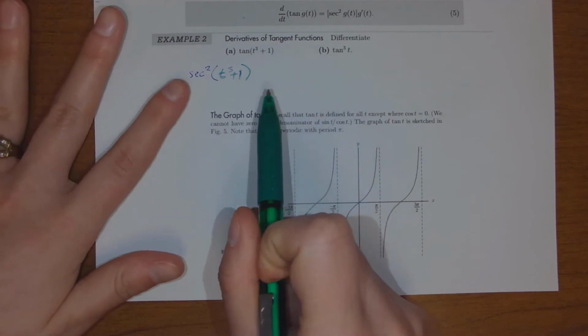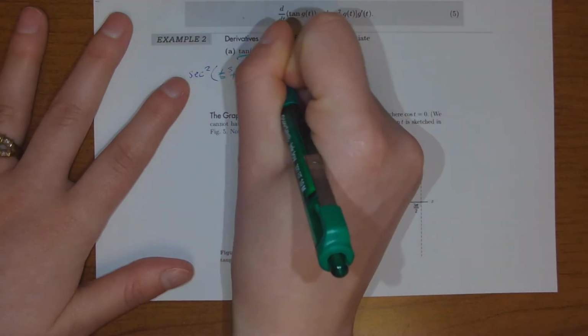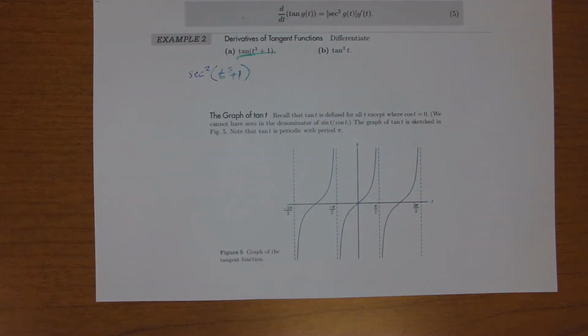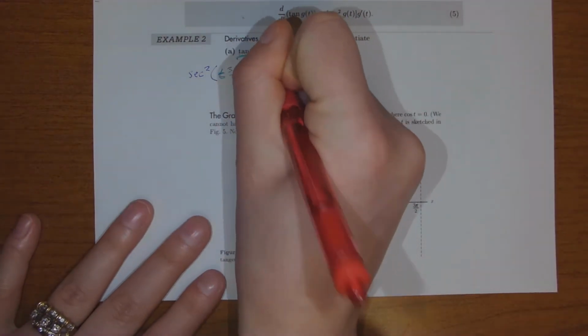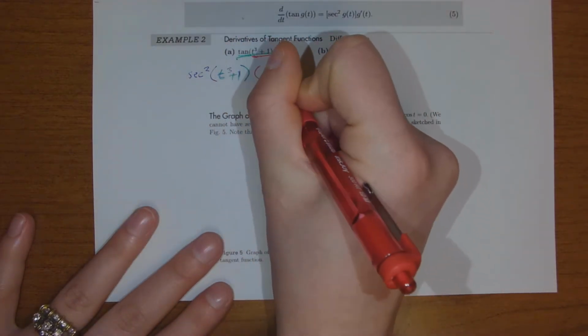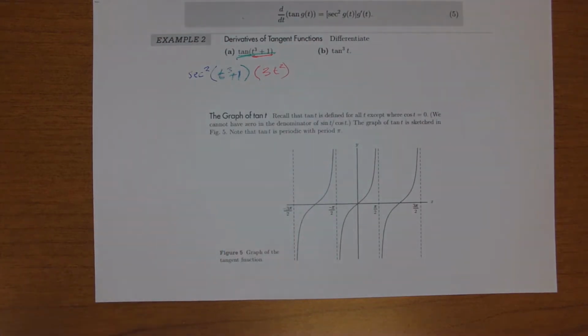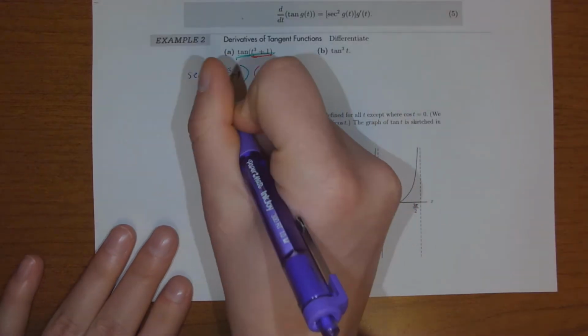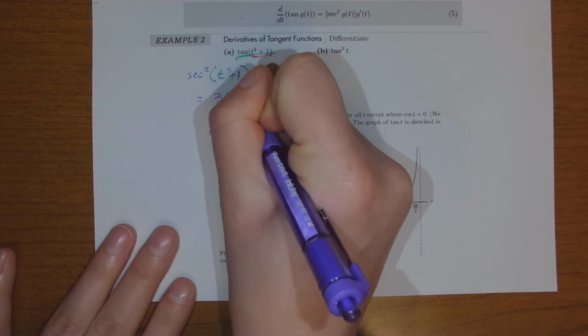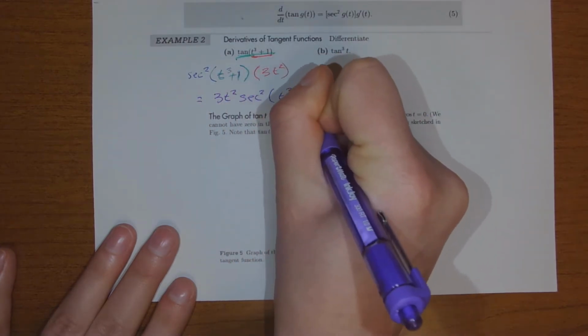Now, using the chain rule, I just took the derivative of the outside, which is that tangent function. So now I'm going to multiply it by the derivative of the inside, which is t cubed plus 1. So times 3t squared. Now, I'm not going to leave it this way. I'm going to write it pretty for my final answer. So my final answer here will be 3t squared secant squared of t cubed plus 1.